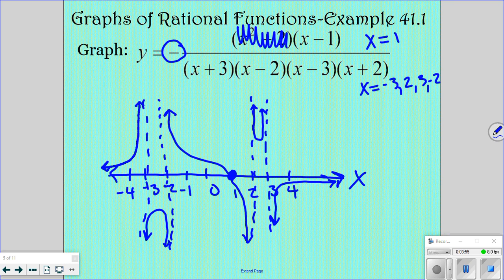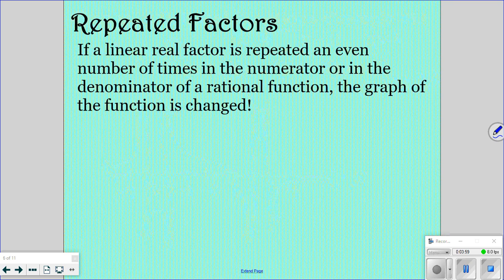That should mostly be review from much earlier in the year. So now we're going to look at repeated factors. That's more of the new part.